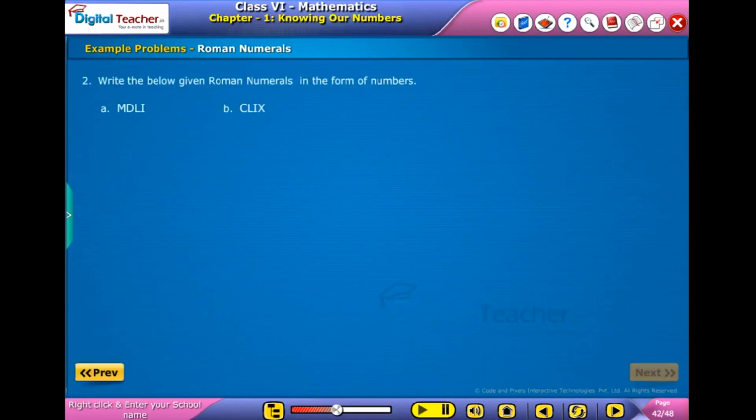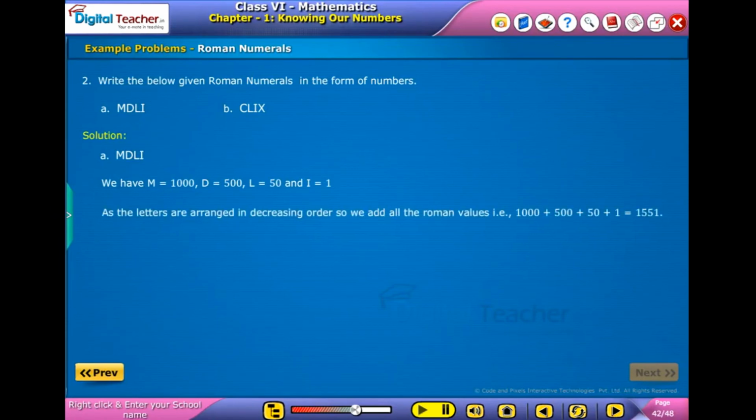Write the below given Roman numerals in the form of numbers. Initially, let us consider MDLI. We have M equal to 1000, D equal to 500, L equal to 50 and I equal to 1. As the letters are arranged in descending order, we add all the Roman values, that is 1000 plus 500 plus 50 plus 1, which is equal to 1551.